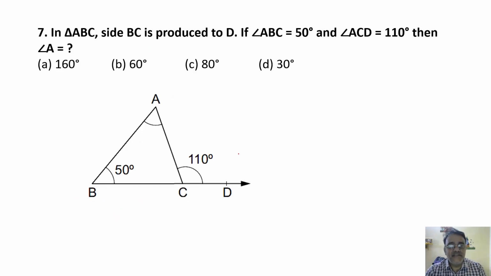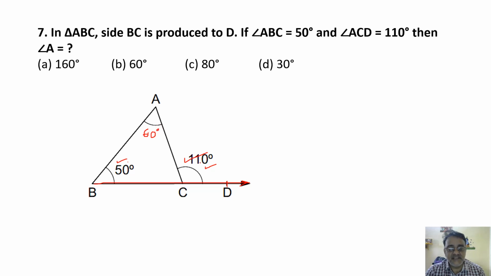In triangle ABC, side BC is produced to D. यहाँ पे देखो, डायग्राम जो है वो क्वेश्चन में नहीं दिया हुआ है, ठीक है. Up to D we have produced. Angle ABC is 50 degree, angle ACD is 110 degree, then this angle we need to find. So by exterior angle property we know that the sum of these two angles is equals to 110 degree. So what is the value of this angle?